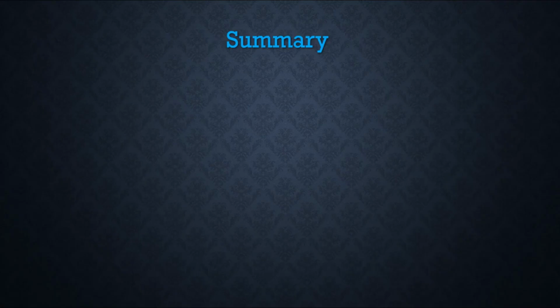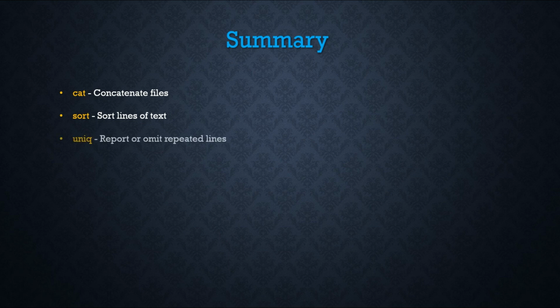Okay, now it is time to summarize what we have learned in this section. We have learned how to use the cat command, which concatenates files. We can also use the cat command to see the contents of a file. We have used the sort command, which is used to sort the lines of text. We can also use this command to sort the long listing of files and folders. We have learned the uniq command also, which reports only unique values and omits the repeated lines or values. We used the grep command, which gets the matching pattern.